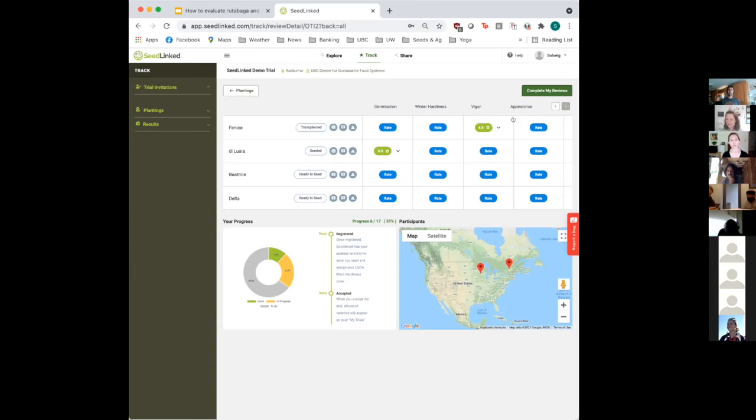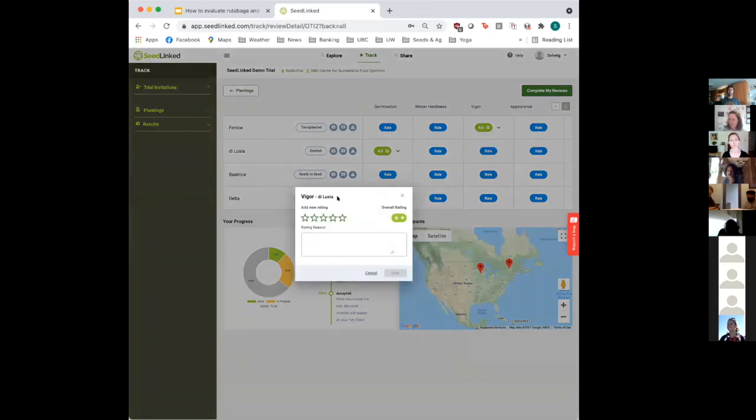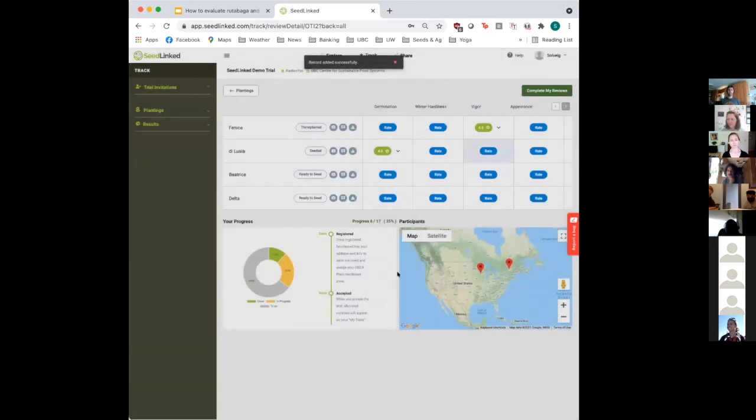And then down here is where you go to rate the different attributes. So I'll say that it's a month after transplanting. I'm going to go to the field and look at early vigor for Delucia. So I'll say rate. And it looks really good. So I'll give it 4 stars and save that. And I have a 4-star rating.